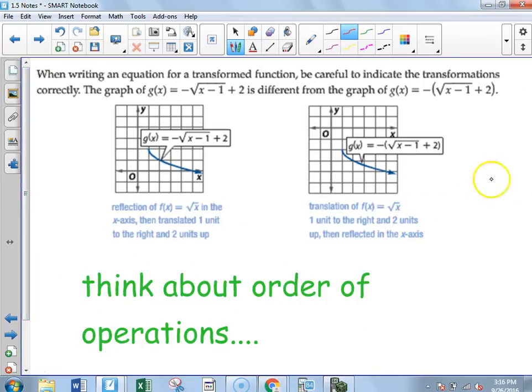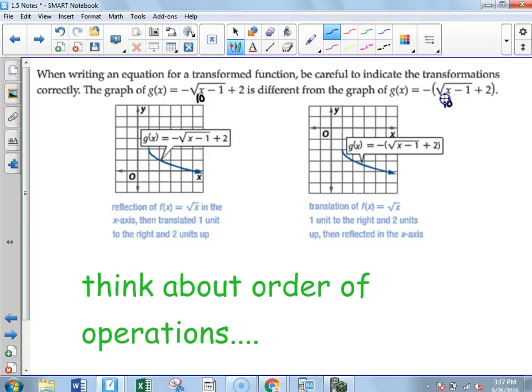All right, guys, here we go. This is really important. You have to follow the order of transformations carefully. This is how I think about it. If I were to put a 10 into this equation, I would subtract the 1 first, then I'd take the square root, then I would worry about this negative out here, and last I would add the 2. Everybody okay? Order of operations.